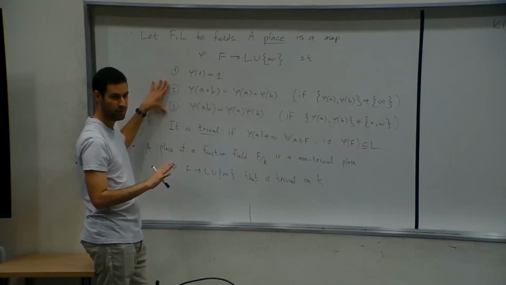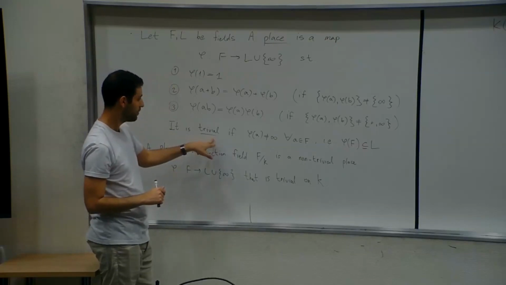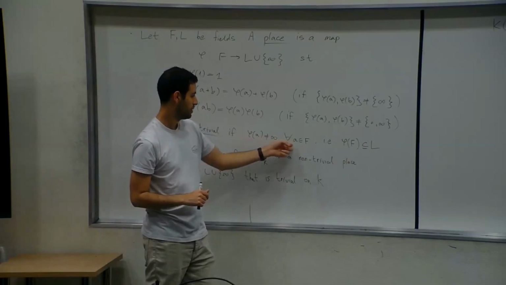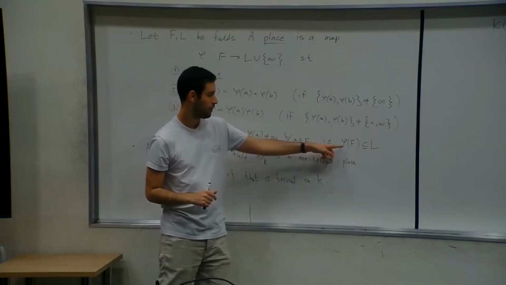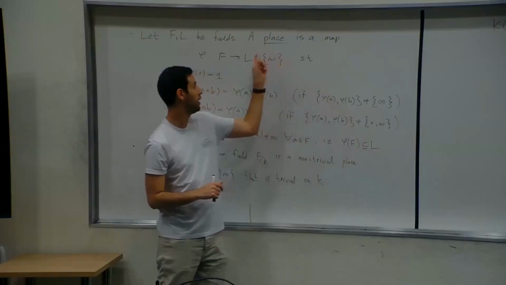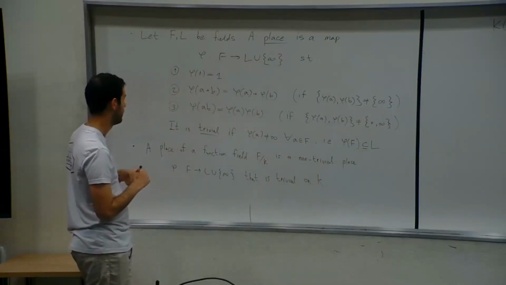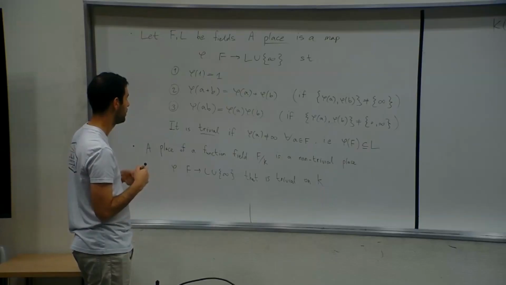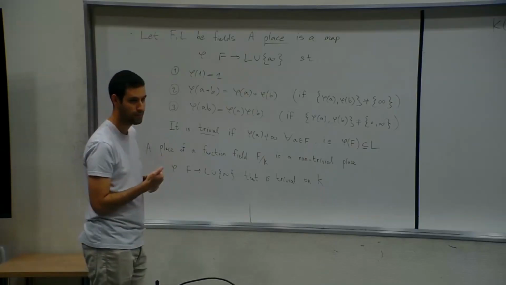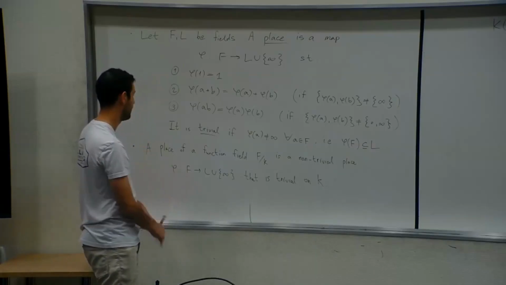Okay, so questions about this. We say that the place is trivial if it never sends to infinity. In other words, the image of F is contained in L. So what do you think about it being trivial? In which sense is it trivial? You can evaluate every point, but why is it trivial? It will be clear maybe.